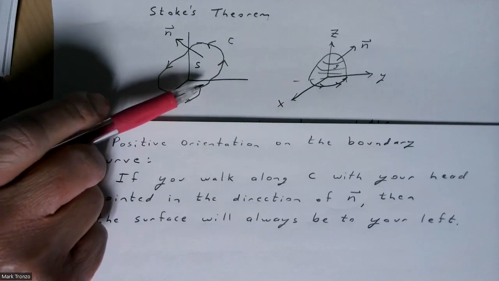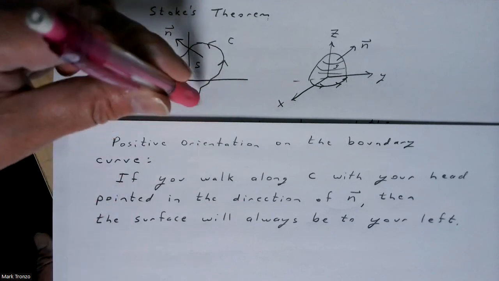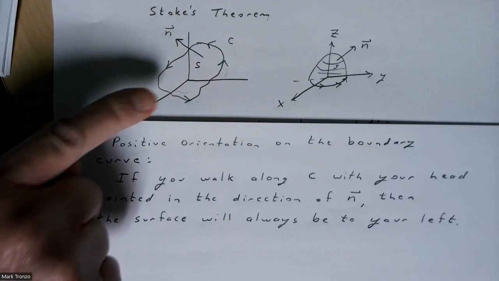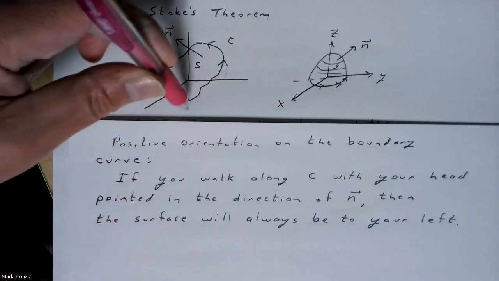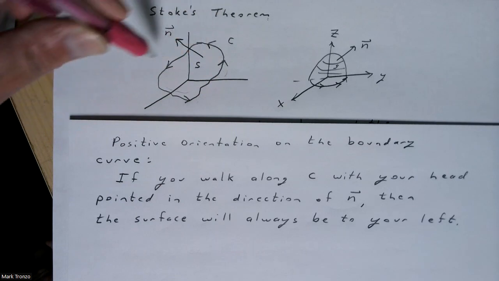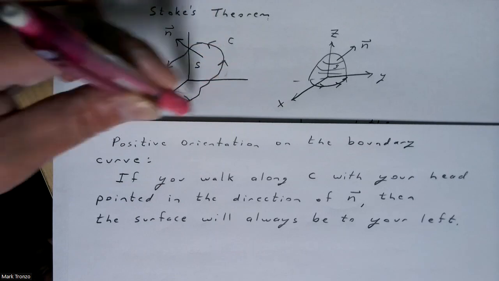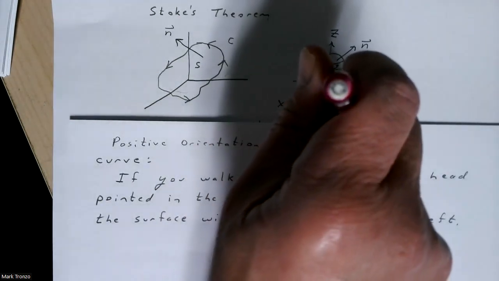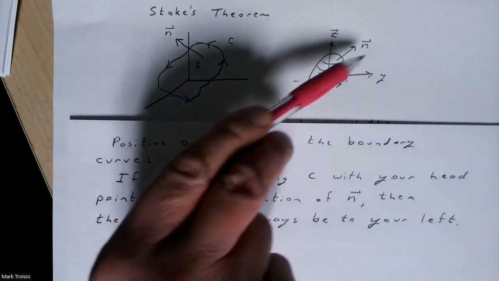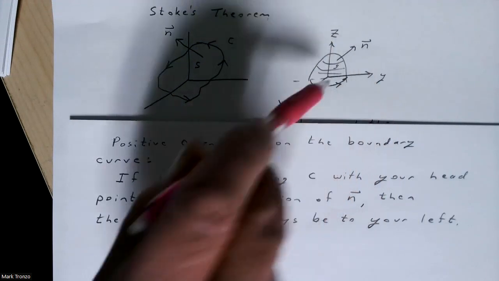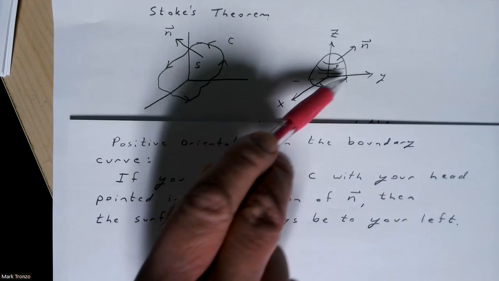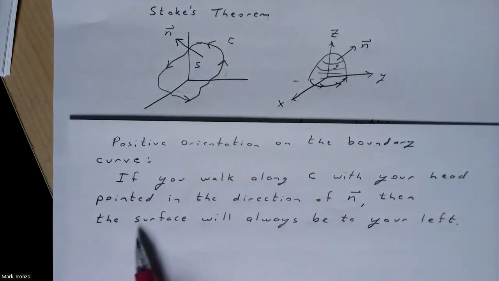So let's say you're standing up here, walking along here. Notice the surface is to your left. Your head's in the same direction as N, then the surface is going to be to your left. That would be positive. Same thing over here. If you're walking along here, the way N is pointed, the surface is always to your left.